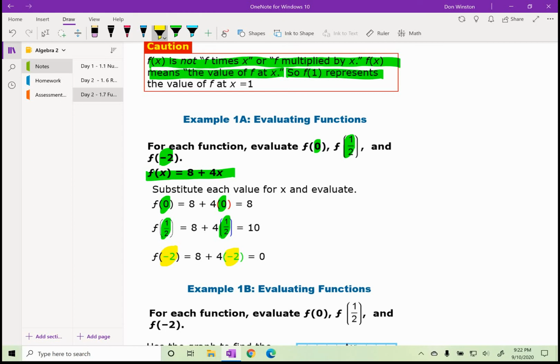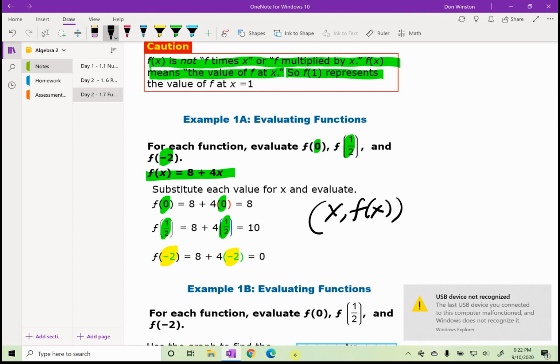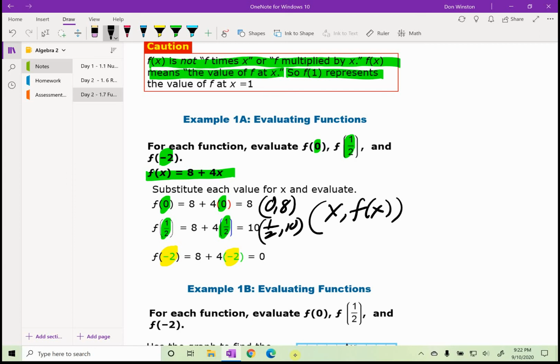Okay? So, the input is x, the output is f of x. All right? The input is x, the output is f of x. And that gives me my ordered pair. So in this example here, my ordered pair would be 0 and 8, 1/2 and 10, and then negative 2 and 0. Ordered pair, x and f of x. All right.